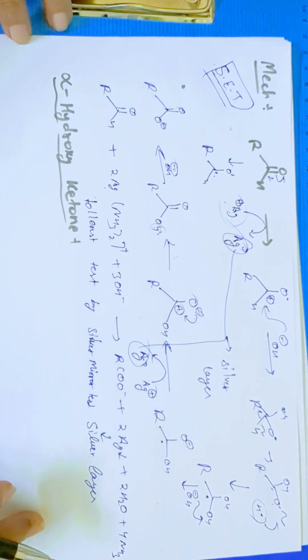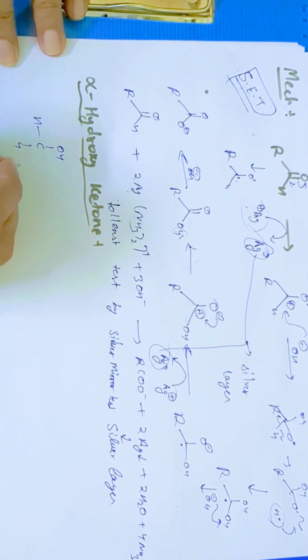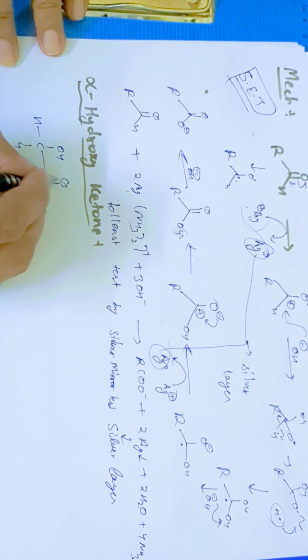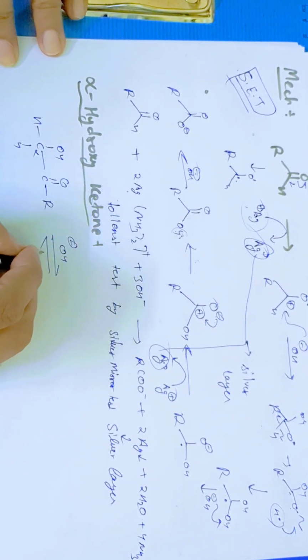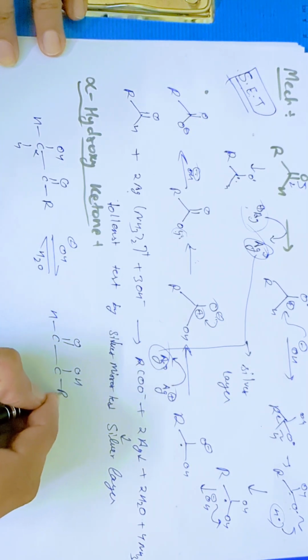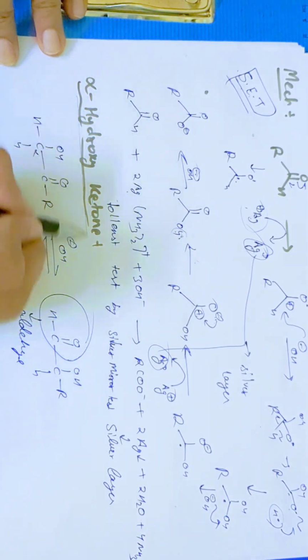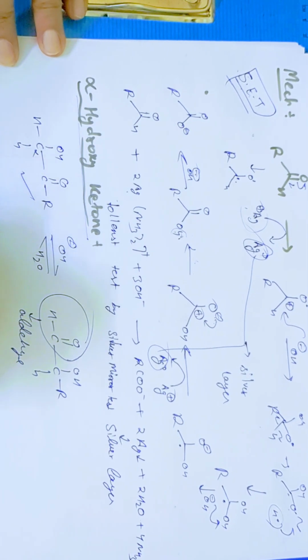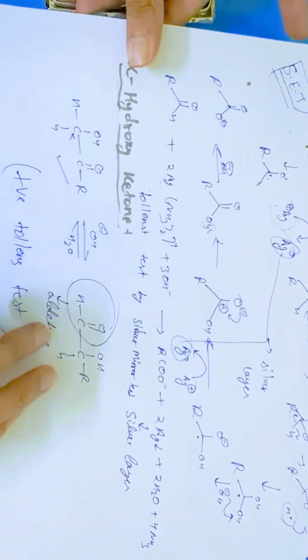Now let's see some further miscellaneous examples, that is alpha hydroxy ketone. This is at the alpha position, so I said alpha hydroxy ketone. Now with OH negative, in equilibrium, it is in this state, and you can see here again it is an aldehyde, so we can say alpha hydroxy ketone also gives a positive Tollens test. Let's see more examples.